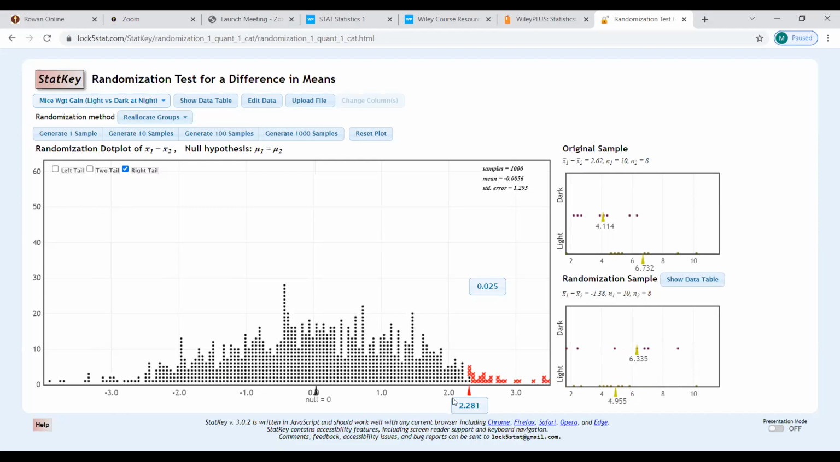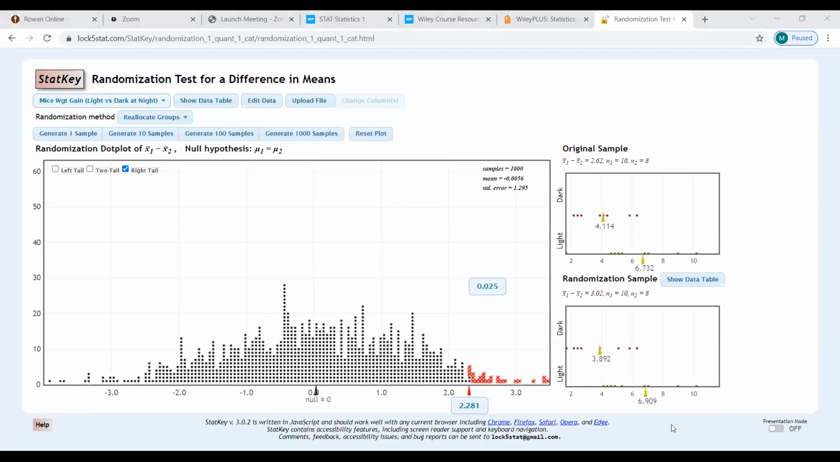And then the positive ones show that the light group has gained more weight than the dark group for those samples. Now, when you click the right tail here, it automatically gives you 2.5% on the right. All right, 2.5% of the 1,000 samples, and that's 25, by the way. If you multiply 1,000 times 0.025, there's 25 right here. But it defaults to that, but that's not what we're interested in.